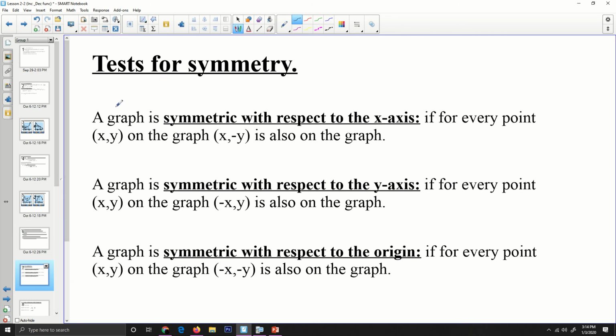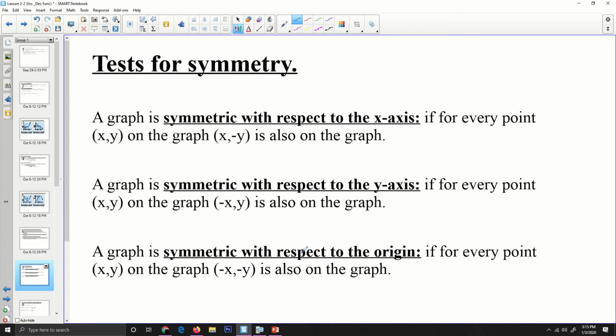Test for symmetry. A graph is symmetric with respect to the x-axis if for every point (x, y) on the graph, there's also the point (x, -y) on the graph. A graph is symmetric with respect to the y-axis if for every point (x, y) on the graph, (-x, y) is also on the graph. And a graph is symmetric with the origin if for every point (x, y) on the graph, (-x, -y) is also on the graph.